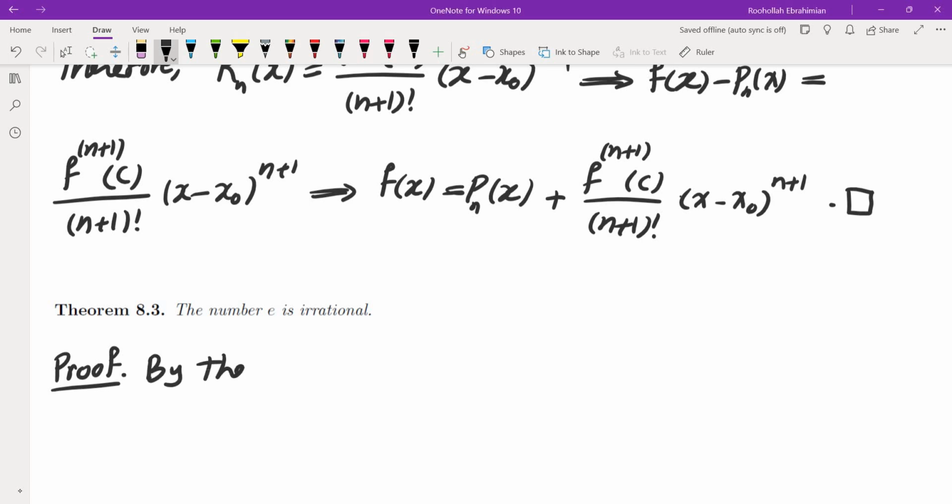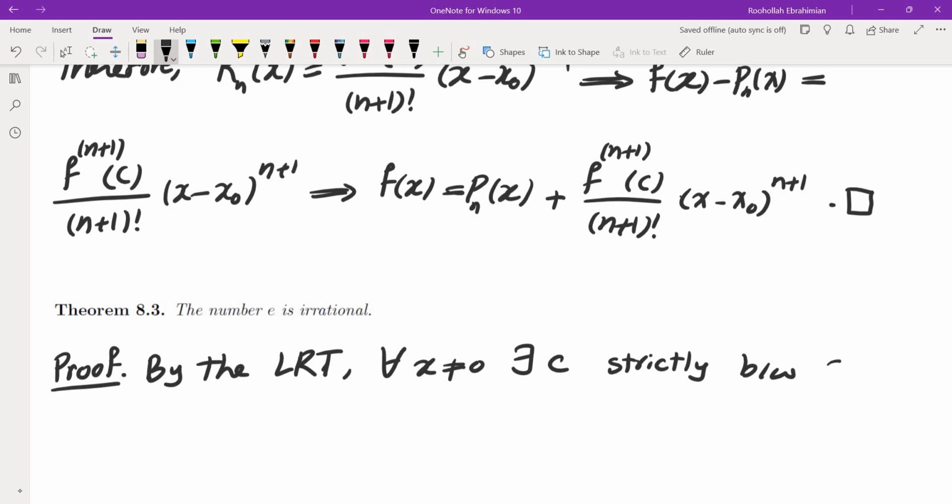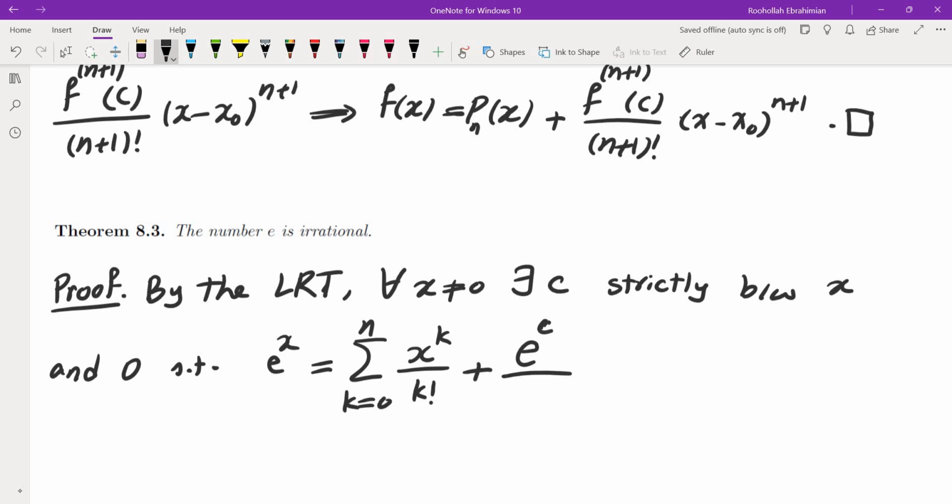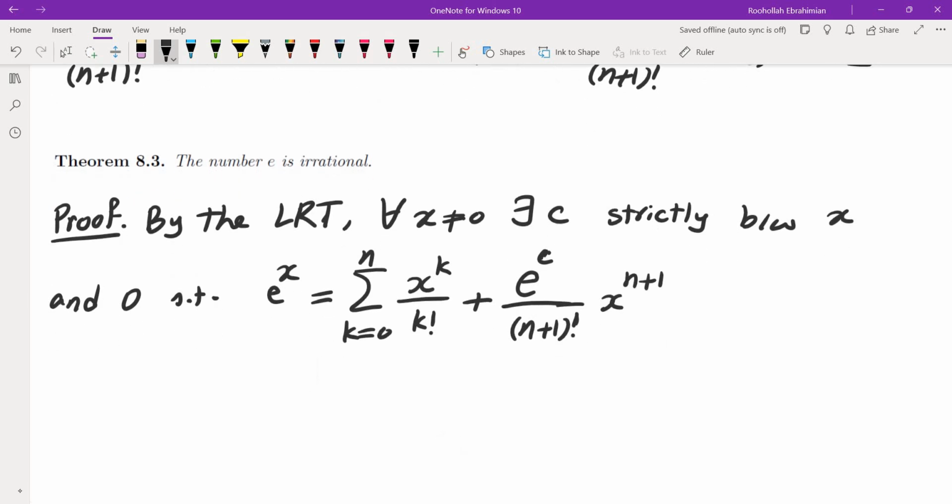So by the Lagrange Remainder Theorem, for every x not equal to 0, there is some c strictly between x and 0 such that e to the x is equal to the nth Taylor polynomial of e to the x, which is the sum of x to the k over k factorial, where k ranges from 0 to n, plus the n plus first derivative, which is e to the x also, evaluated at c, divided by (n plus 1) factorial times x minus 0 to the power of n plus 1. So this is the equality that I get.